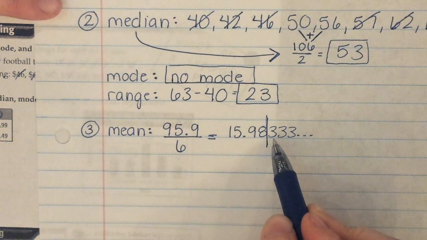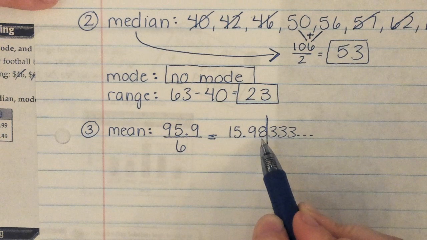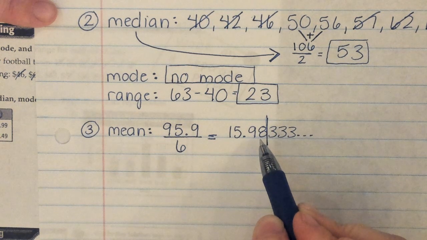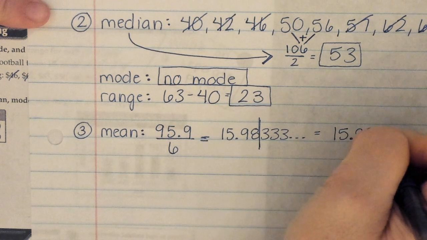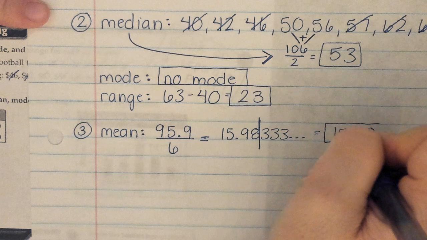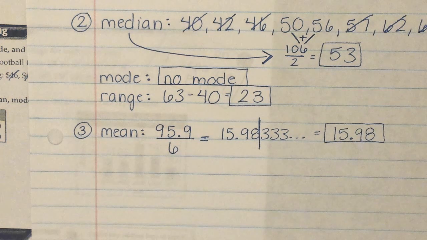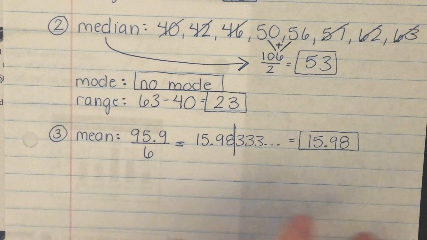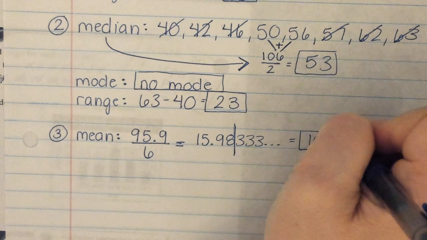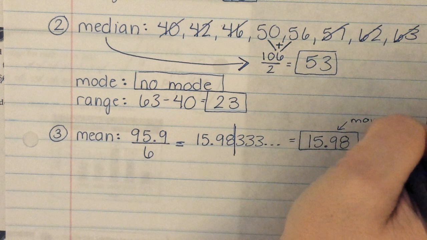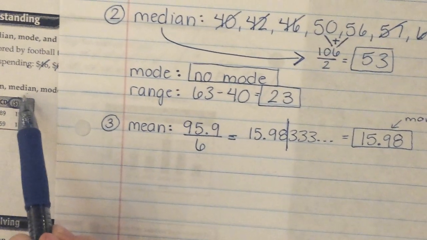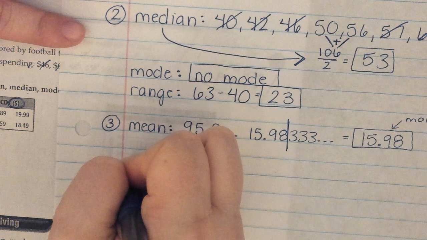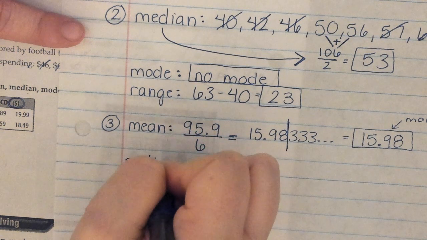So, this 3, would that round my 8 up to a 9, or would it leave the 8 and 8? It's going to leave the 8 and 8. So my answer here is going to be 15.98. So the average price of a CD is $15.98. All right, and again, we rounded to the 100s because this is money. Okay, that's just a reminder for us. All right, we're not done with number 3 yet. Next thing we need is the median. So for the median, we need to put them in order.